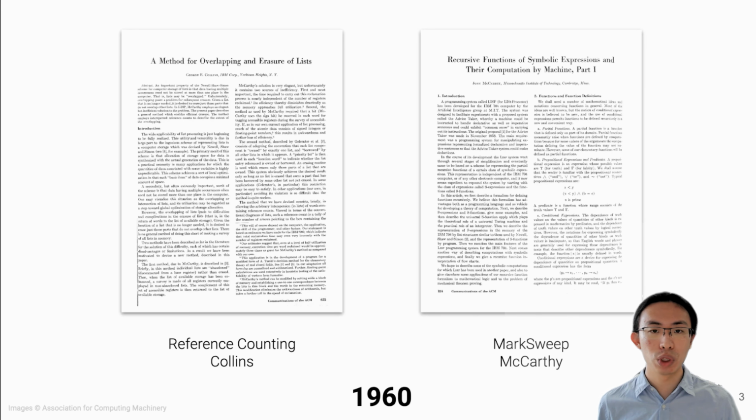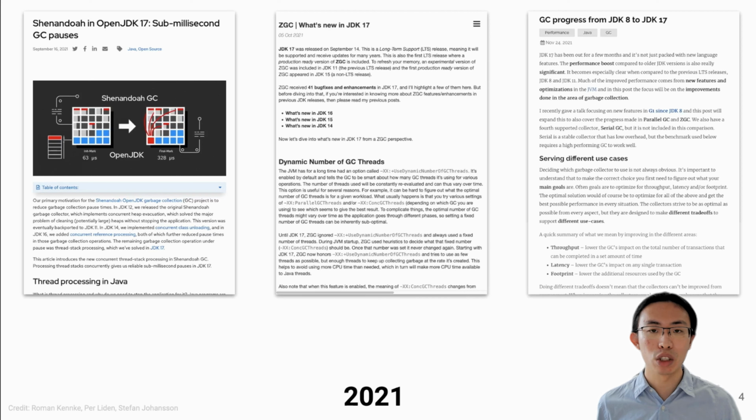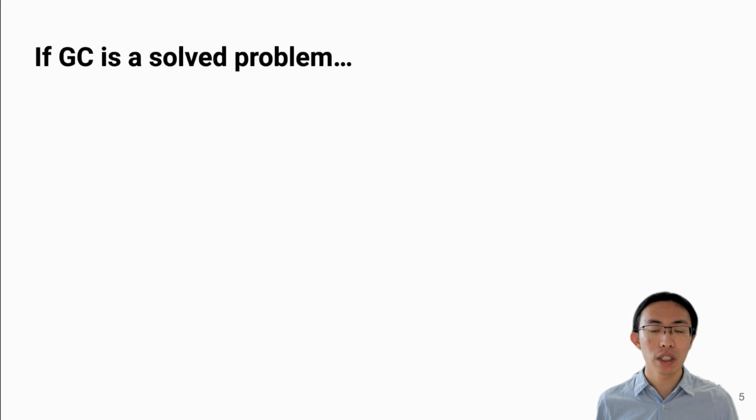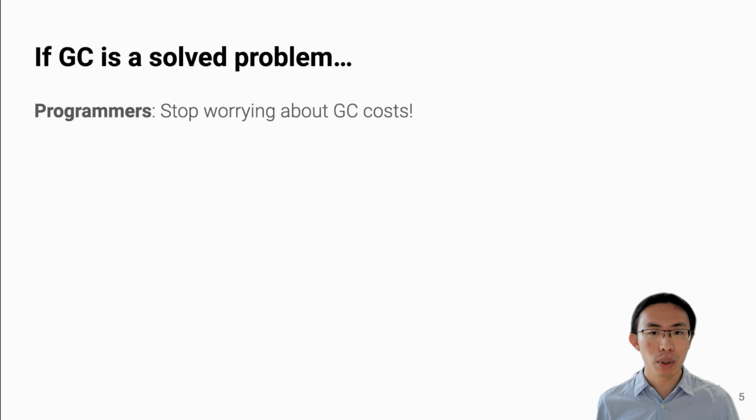Since the first few GC algorithms, such as reference counting and mark sweep, were invented in 1960, we seem to have been making great strides, and GC is becoming ever cheaper. Now we have sub-millisecond pauses, great improvements in heuristics, and many different algorithms to choose from based on what you need. If our takeaway from all this news is that GC is a solved problem, then if you are a programmer, you should stop worrying about GC costs and embrace the productivity and memory safety that GC provides.